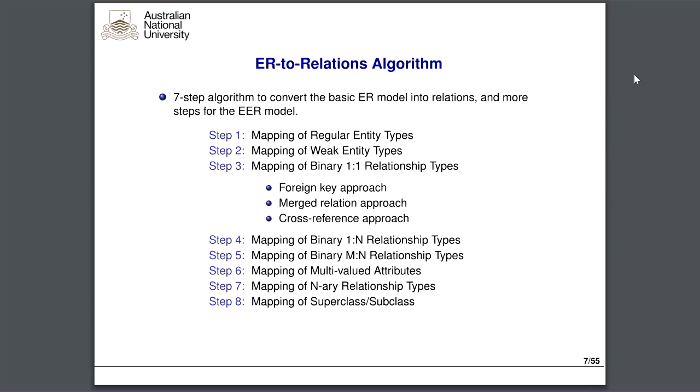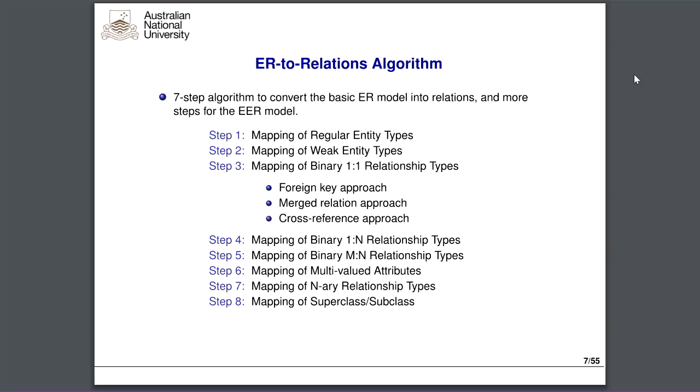Those major 7 steps start with mapping the regular entity types. Once you have a rectangle, you map it to a table, a relational schema. That's the first step, and it's the easiest one because you have a box with lines connected to all the ellipses, and then you can define the schema of the table. Then mapping the weak entity types, which are for the cases that have double boxes.